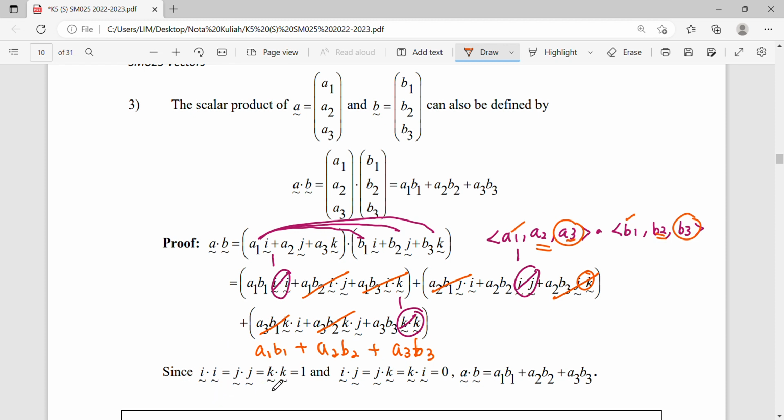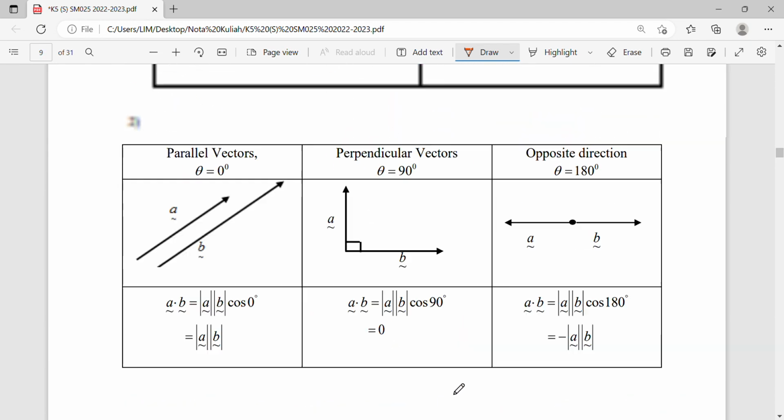i, j, k each multiplied with itself will give 1. i with j, and j with k, will all give 0. So why, when i dot i, you will get 1, and i dot j you will get 0? Then we can go back to this concept.